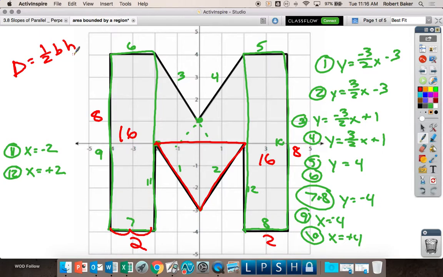The reason I tell you you have to know how to find the area of a triangle is because you have to find the area of a triangle on your test. Okay, so the base is 4, and the height is 3. That's from the bottom to the vertex. So 4 times 3 divided by 2, the area of this triangle is 6.